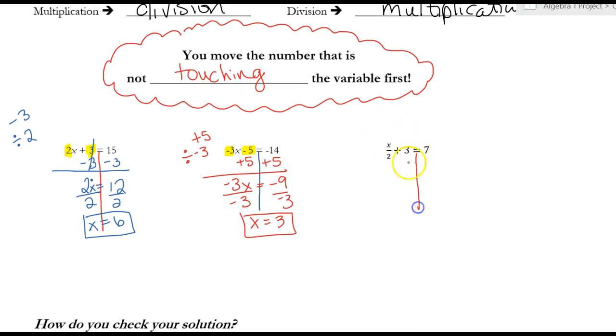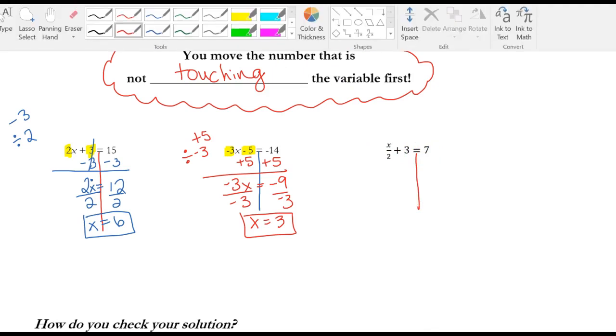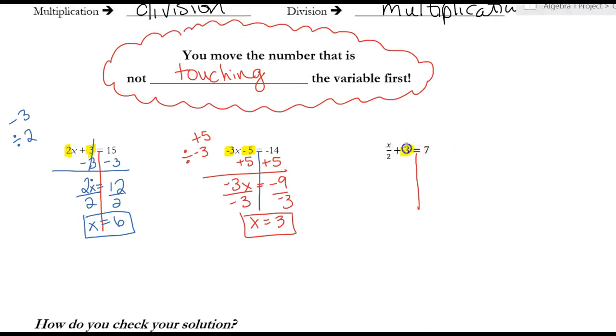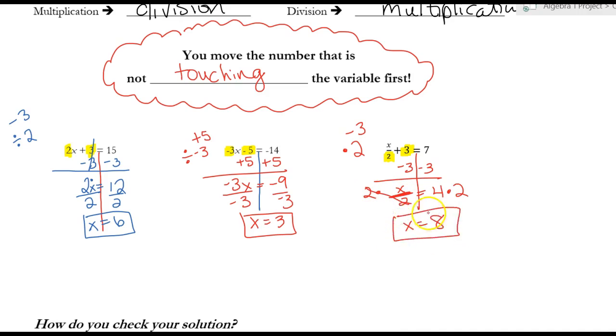All right, last example before we start doing some yourself. Got to get rid of this 3 and this 2. The one that's farthest away from the x is the 3, so I'm going to minus 3 first. And I get x divided by 2 is 4. And to get rid of a divide by 2, I times by 2. And so 2 divided by 2 is just 1, so it's gone. So x is 8. Okay, so remember you get rid of what's not touching first.